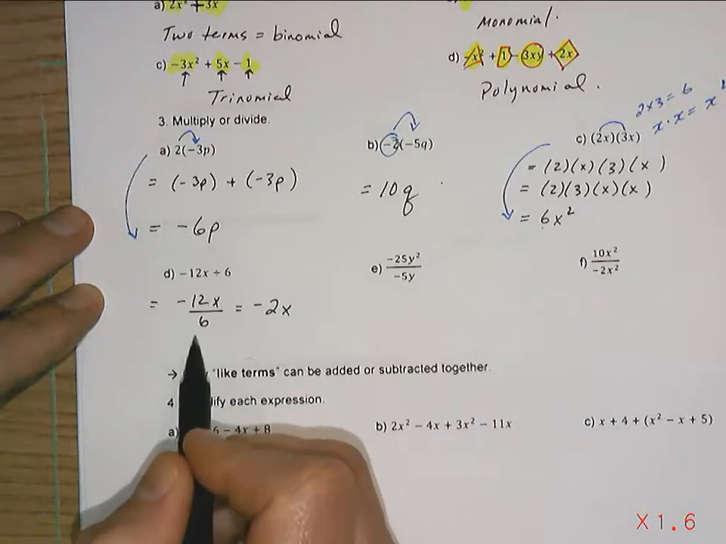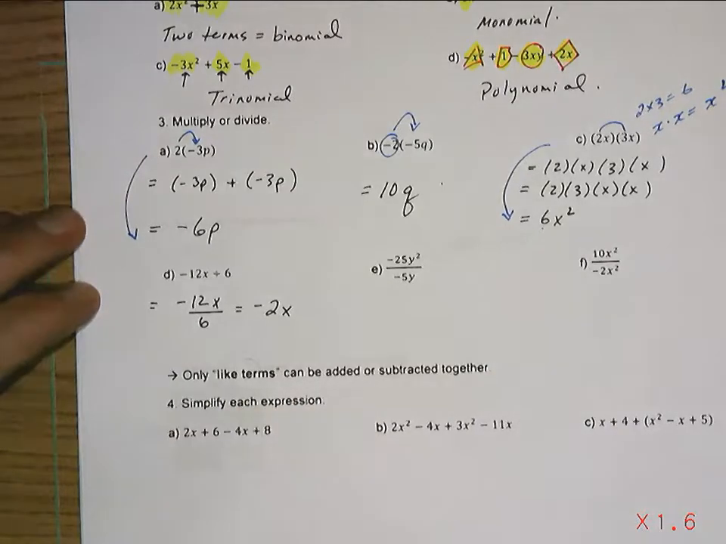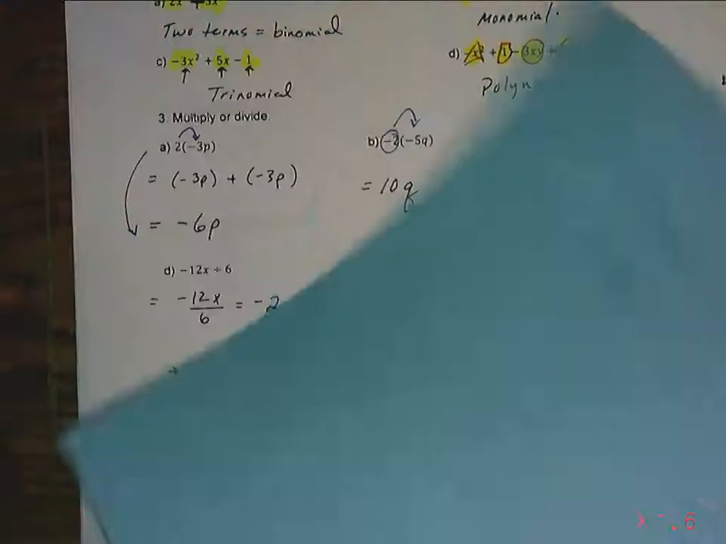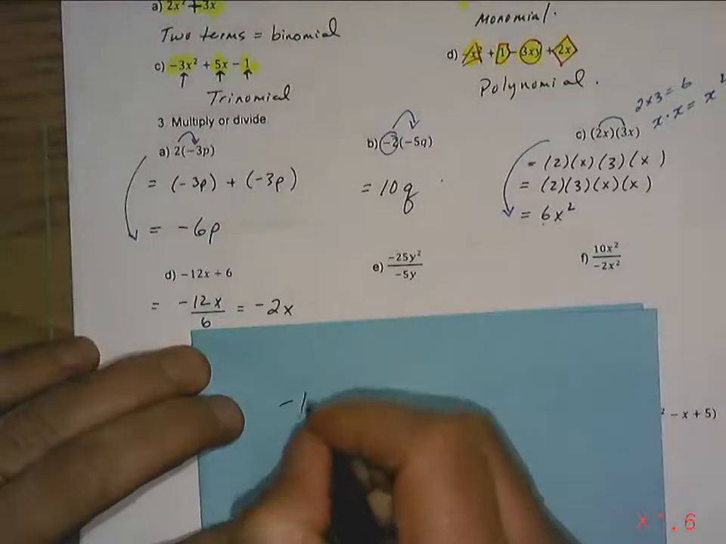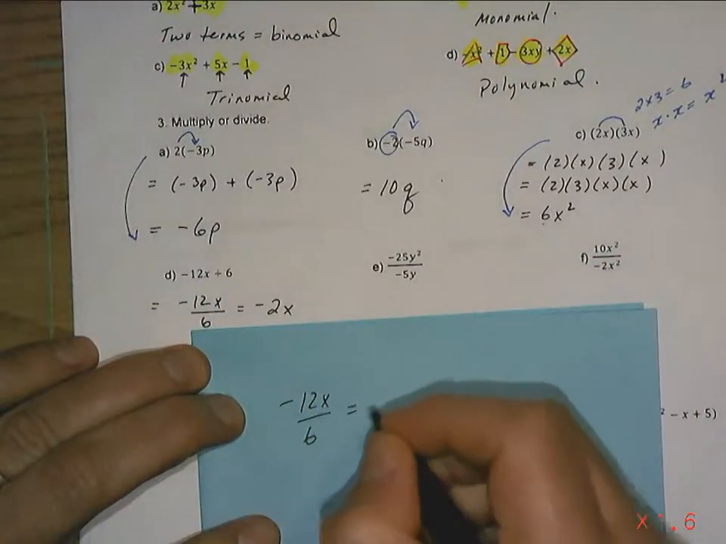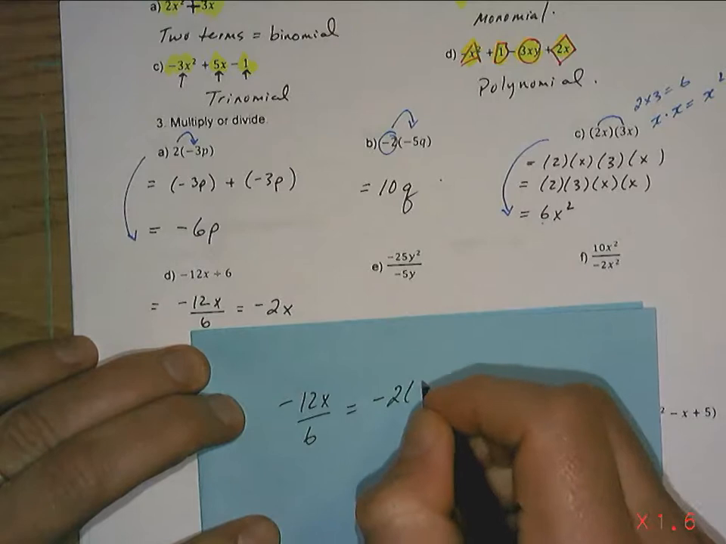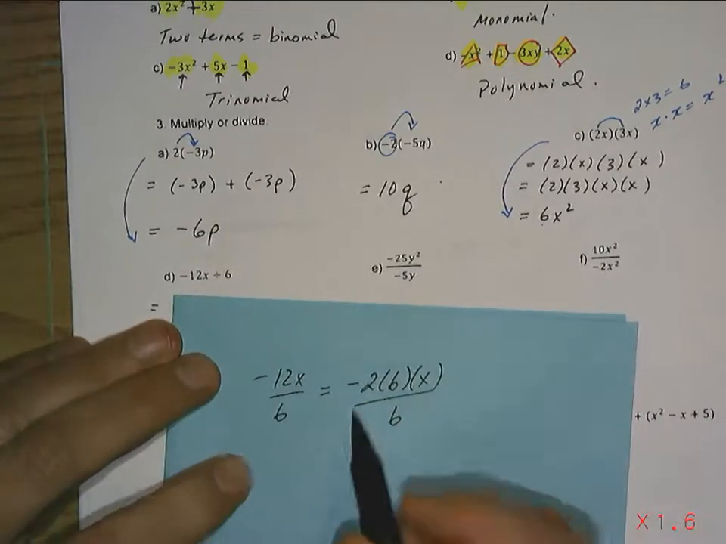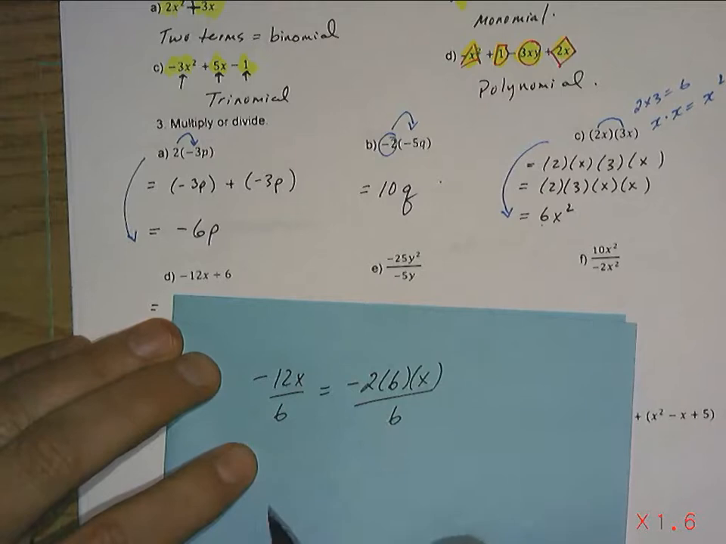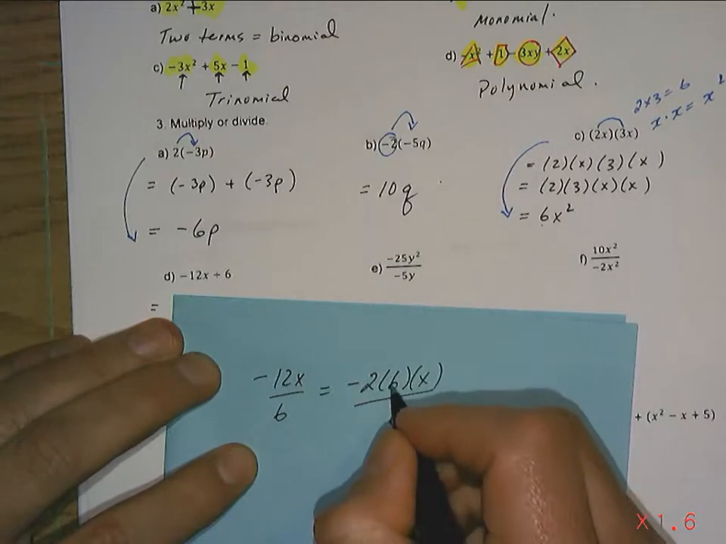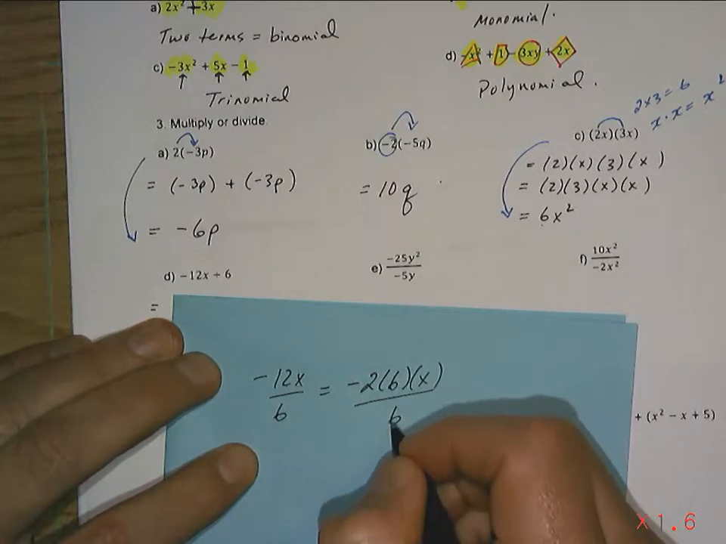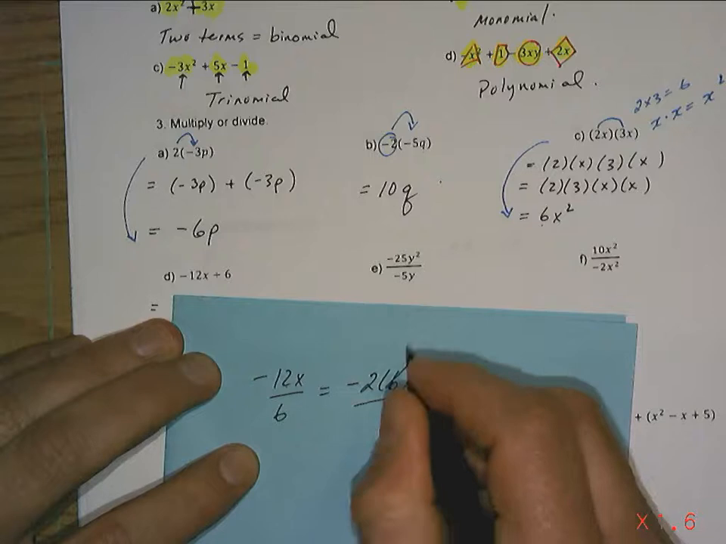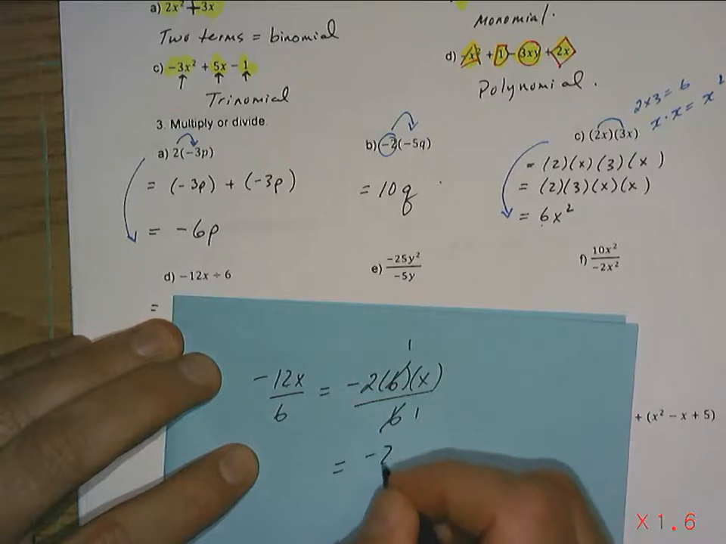Now remember, this comes about because there are two 6's in 12. So with this one, if I have negative 12x over 6, this is actually the same as negative 2 times 6x over 6. Let's be very clear here. This 2 times 6 is the 12. If I have a 6 on top that's multiplying and a 6 on bottom that's dividing, they're just going to reduce out, leaving me with negative 2x.